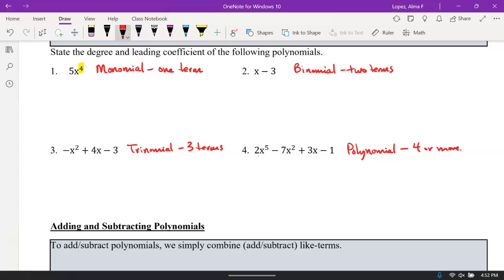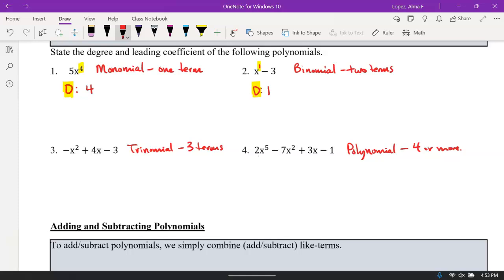Now let's go back and identify first the degree. I'm going to call it D in each one of these. The degree is the power, so I'm going to highlight it in yellow so that you'll know that's where I'm getting it. The 4 is the degree. It's the highest exponent. This one doesn't have an exponent. What is it if an exponent doesn't show up? 1. So our degree here will be 1.